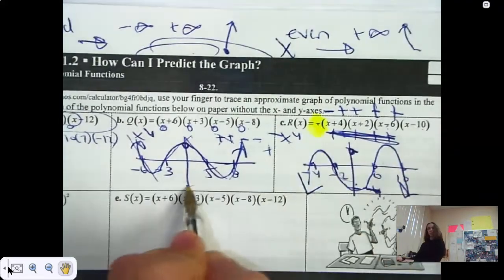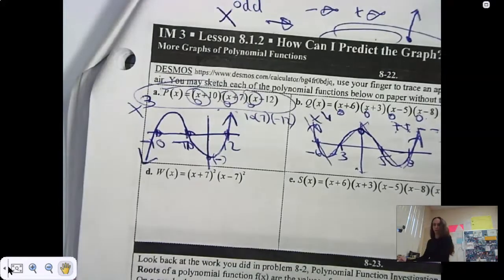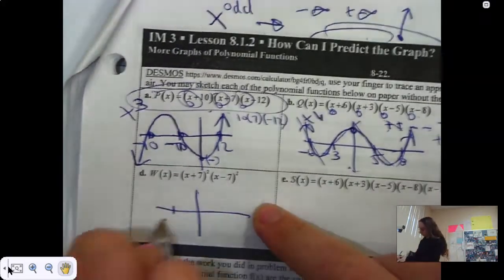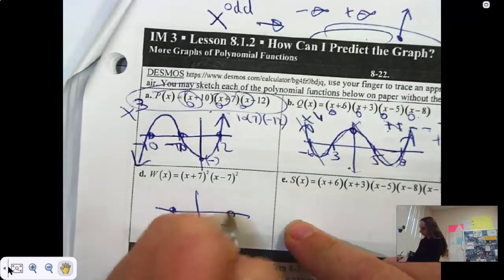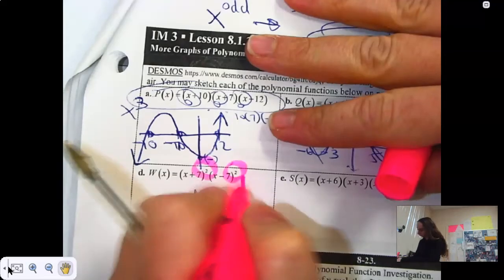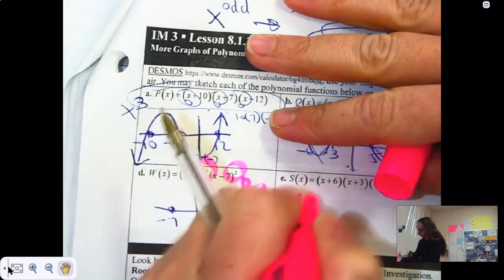So this one and this one match. This is just that reflecting, which you can't see because I've got it off the screen. Okay, so now we're going to do this. -7 and 7. That's no problem. But how are things different? The squared. The squared means we're going to bounce.